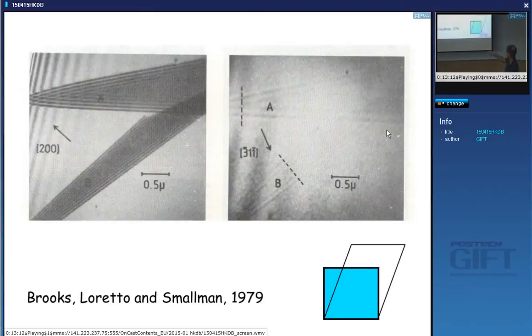Have you done any courses on TEM? No? Okay, so inside a transmission microscope, say if this is my thin foil, right? Then I have a beam here, and the intensity of the beam oscillates like this as a function of depth, right? Because it's exchanging intensity with the diffracted beam.